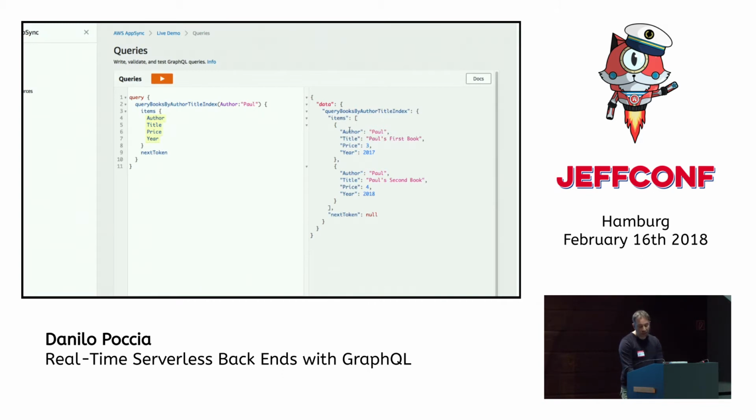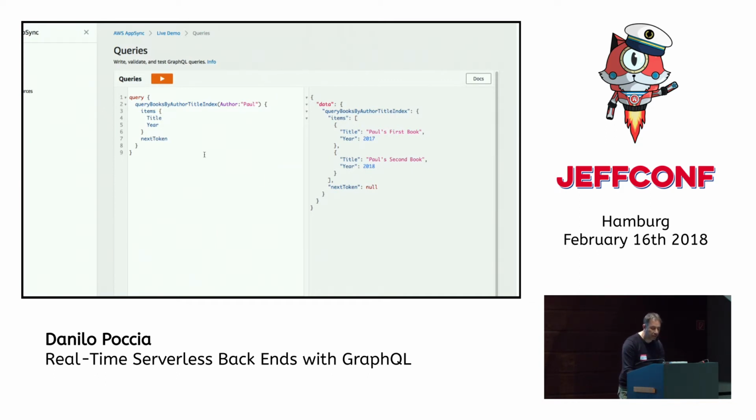Of course, maybe I don't need the author again because I'm querying by author. So I can remove here the fields that I don't need. I don't need the author. Maybe I don't need the price because I just want to visualize in my web interface the title and the year. I can just run this query, and I'm optimizing the bandwidth. So if this is a mobile application, I can only download the subset of data that I need, not everything that is part of the records on the database.